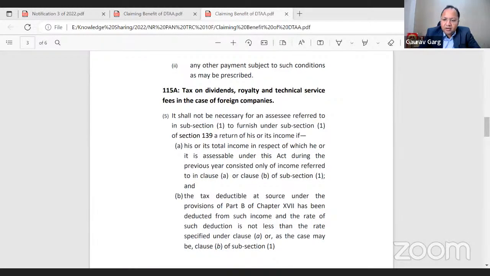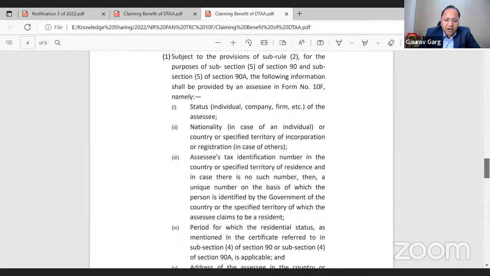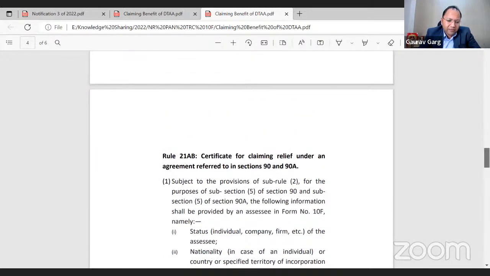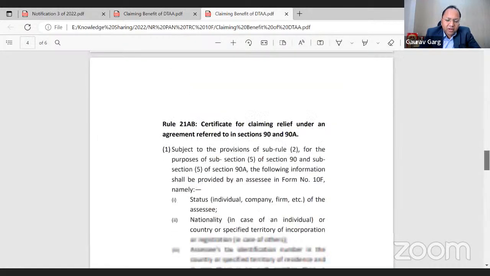So if your TRC has got the information which is required, then you do not need any 10F form. The information which should be there in the TRC are: status of the assessee, nationality, tax identification number, period for which residential status is mentioned, and address of the assessee in that country. If your TRC contains all this information, then you are not required to submit 10F. Very clearly, this is given in sub-rule 2 of Rule 21AB.